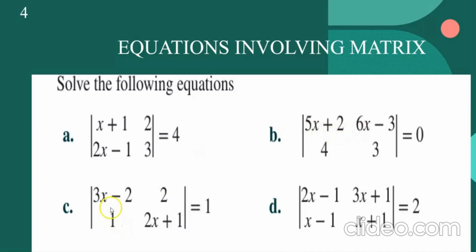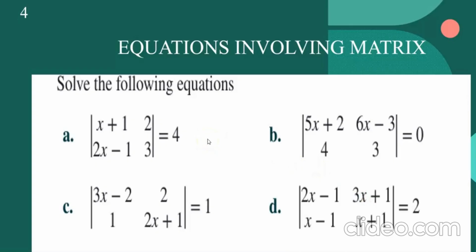When you come here, it is the same thing. Take note that when you see a matrix with a bar like this, it means that it's the determinant. So the determinant of this matrix is 1. We are to find x. The determinant of this matrix is 2, and we are to find the value of x.